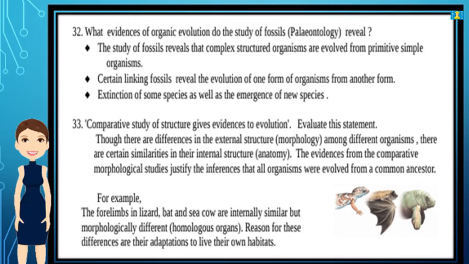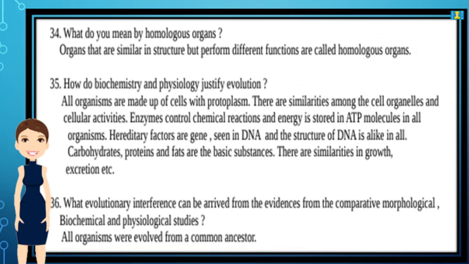For example, the forelimbs in lizard, bat and sea cow are internally similar but morphologically different. The reason for these differences is their adaptations to live in their own habitats. What do you mean by homologous organs? Organs that are similar in structure but perform different functions are called homologous organs.